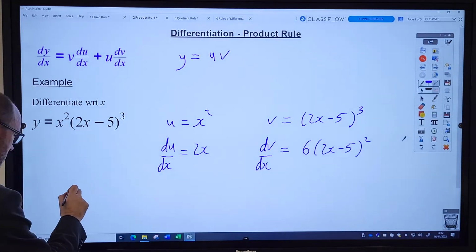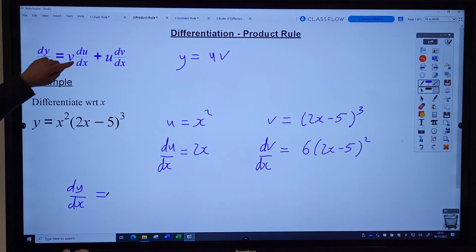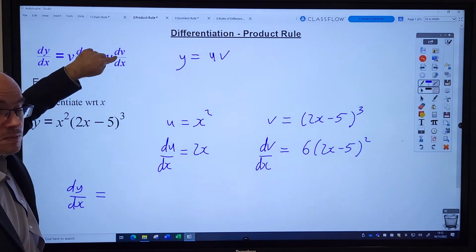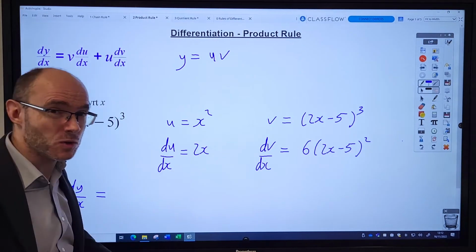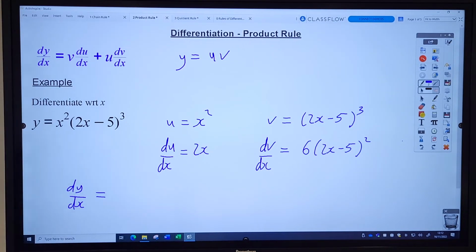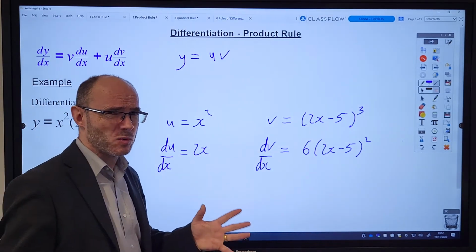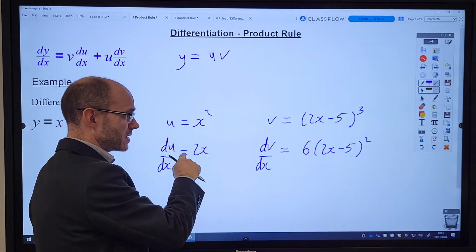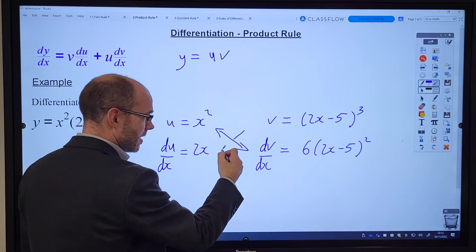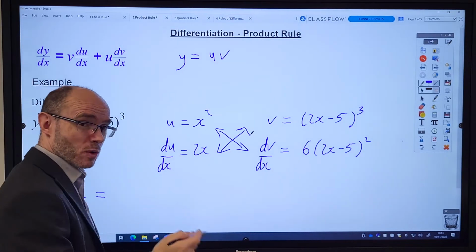Now, the product rule is quoted as this. You do v multiplied by du dx plus u multiplied by dv dx. Please do it in that order. You don't have to, but you'll see why it's going to be useful for you. So this times by this times by this. If you always set out your working like this, u equals, du dx equals, v equals, dv dx equals, you're always going to be multiplying those together and then those together. Okay? If that's a helpful way for you to remember it.